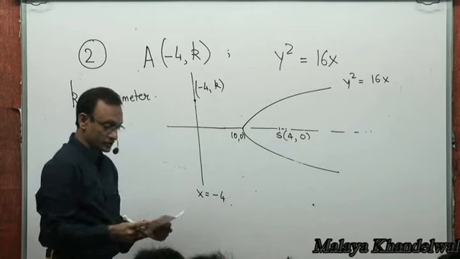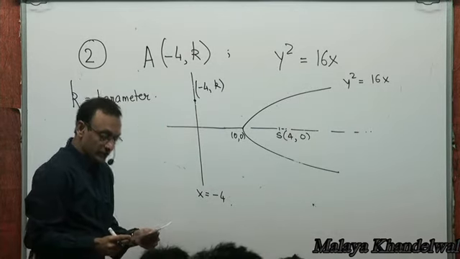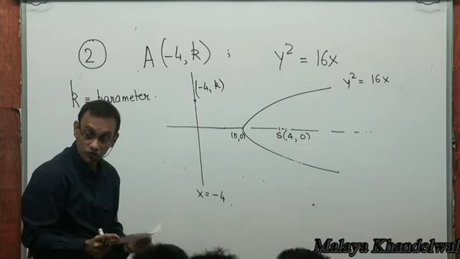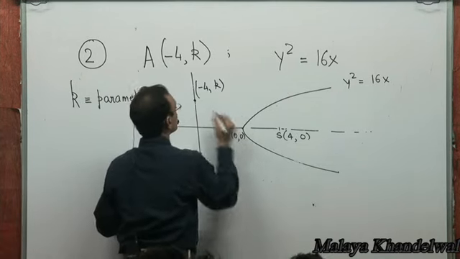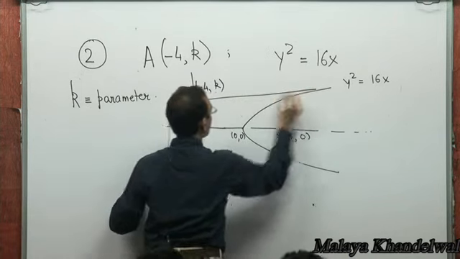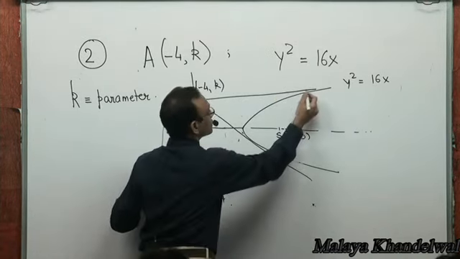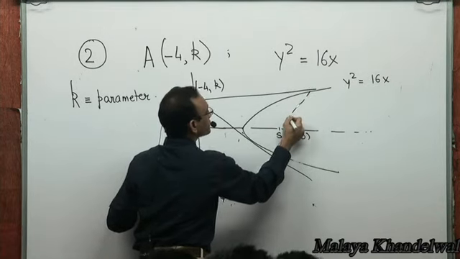Now from this point, tangents are drawn to the parabola. This is one tangent. This is another tangent.